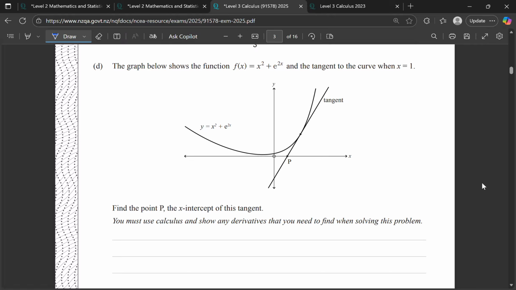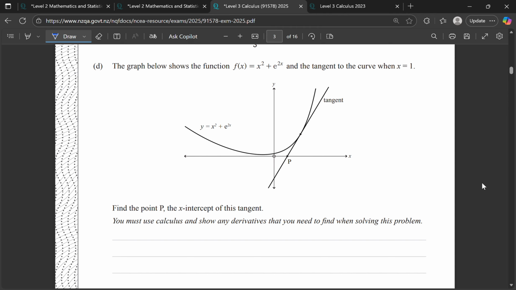The graph below shows the function f of x, x squared plus e to the power of 2x, and the tangent to the curve when x equals 1. Find the point P, the x-intercept of this tangent. All right. So to find the point P, we have to find the equation of tangent, isn't it?